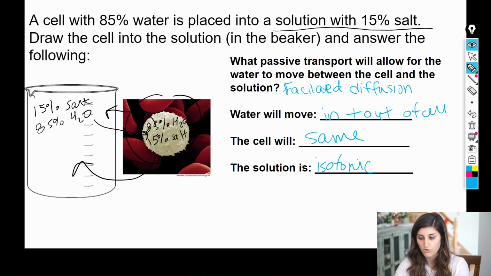All right? Okay, so that is all about our osmosis, and looking at tonicity is really focusing on the movement of the water in and out of a cell when it's placed in different types of environments.